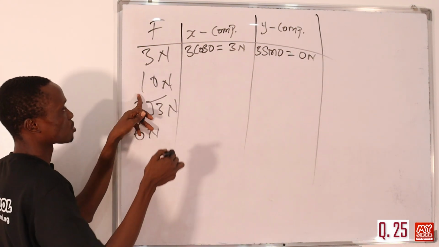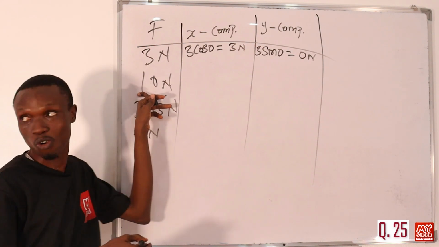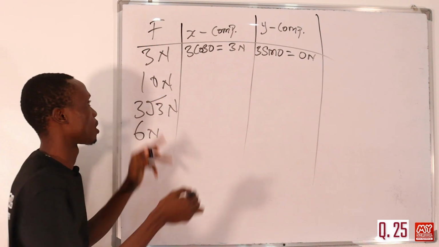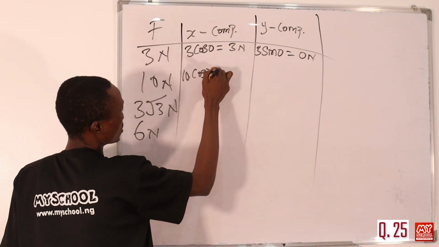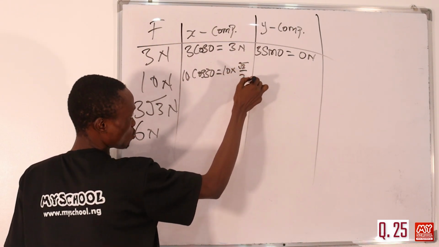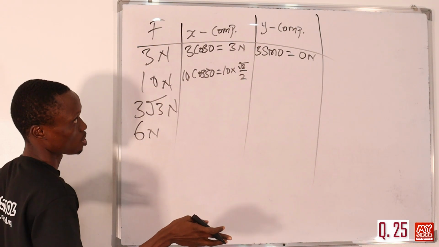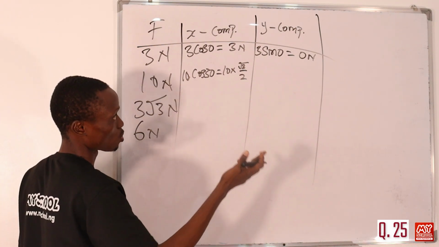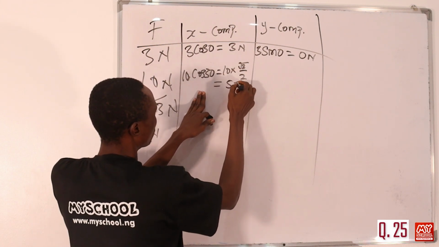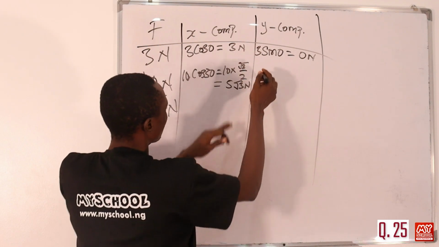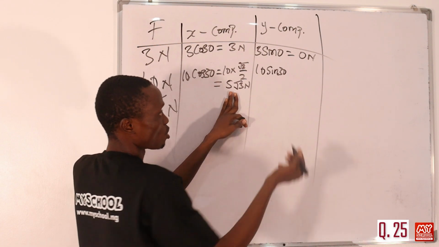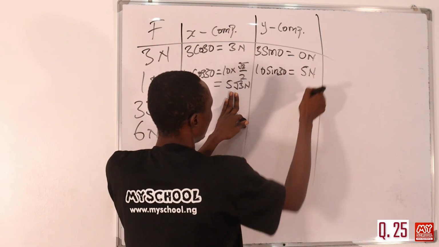Okay, so we'll move on to the second one, which is the 10 Newton force, and that one is inclined at an angle 30 with the horizontal. So here we'll be having 10 cos 30, and that will be equal to 10 times root 3 all over 2. Cos 30 is one of those special angles. So cos 30 is actually equal to root 3 all over 2. So at the end of the day, this will give us 5 root 3 Newton. Here we'll be having 10 sine 30. Remember, sine 30 is 1 over 2. So here we'll be having 5 Newton.